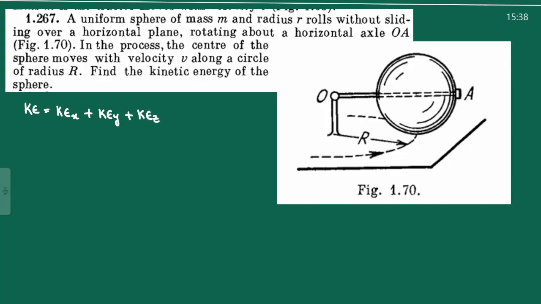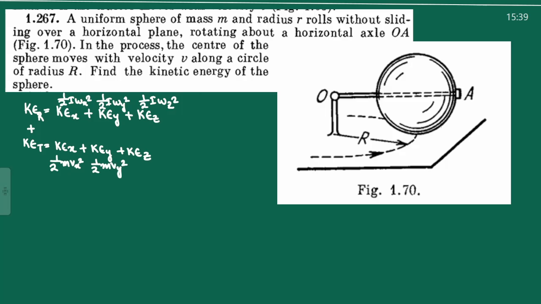For rolling, if the body is considering both rotation and translation, then this kinetic energy splits into two components. The rotational kinetic energy is the kinetic energy of the x component plus the y component plus the z component, plus the kinetic energy of translation, which is again the x, y and z components. This is nothing but half I omega x square, half I omega y square, half I omega z square, and half m vx square plus half m vy square plus half m vz square. This much is clear.